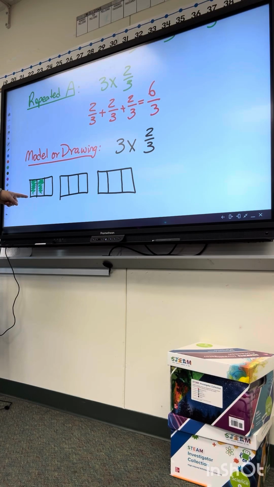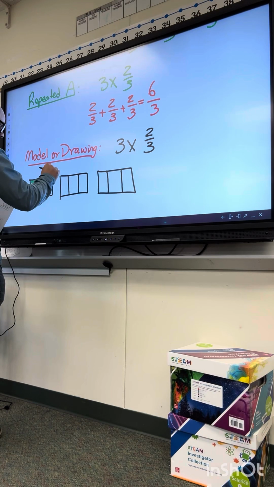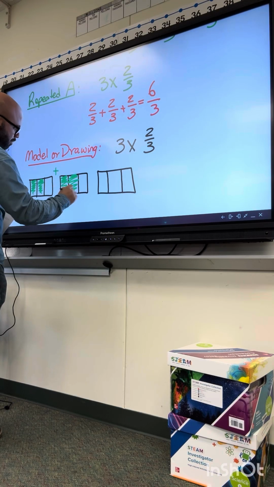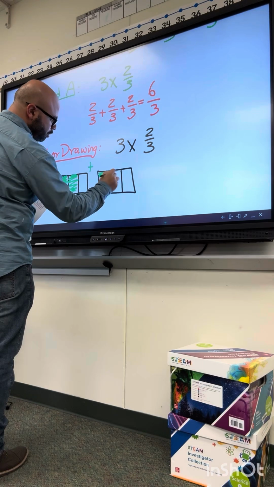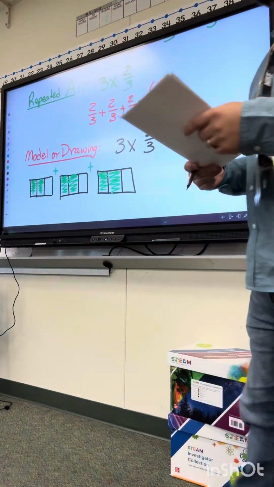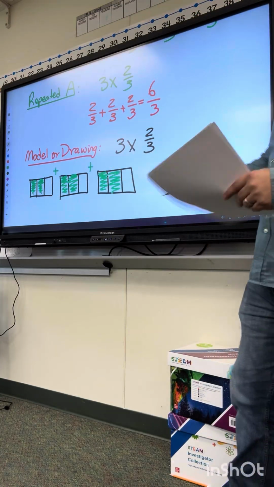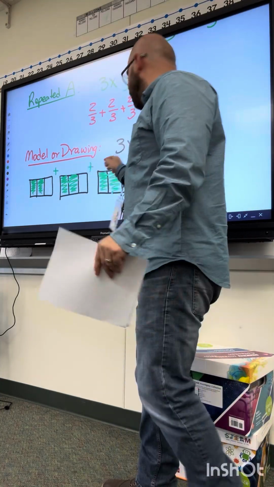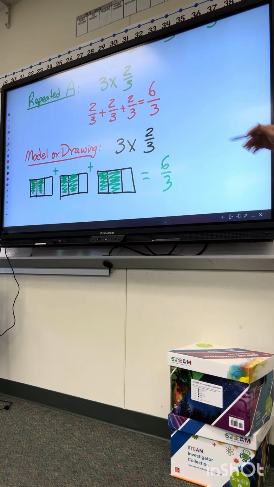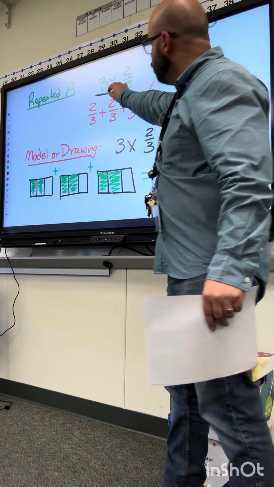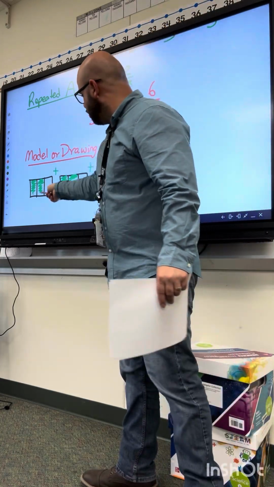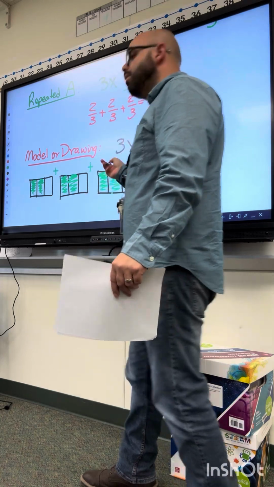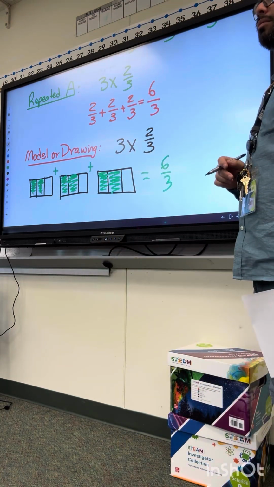It's the same thing. You got 2/3 plus 2/3 plus 2/3. You see that? It's still going to give you 6/3. 1, 2, 3, 4, 5, 6 parts selected, right? And the 3 is demonstrating how many parts per whole. You guys got that? Yep. Same thing. If you look up here, 2/3 plus 2/3 plus 2/3 is pretty much represented in this model, in this model, and in this model. The same thing.